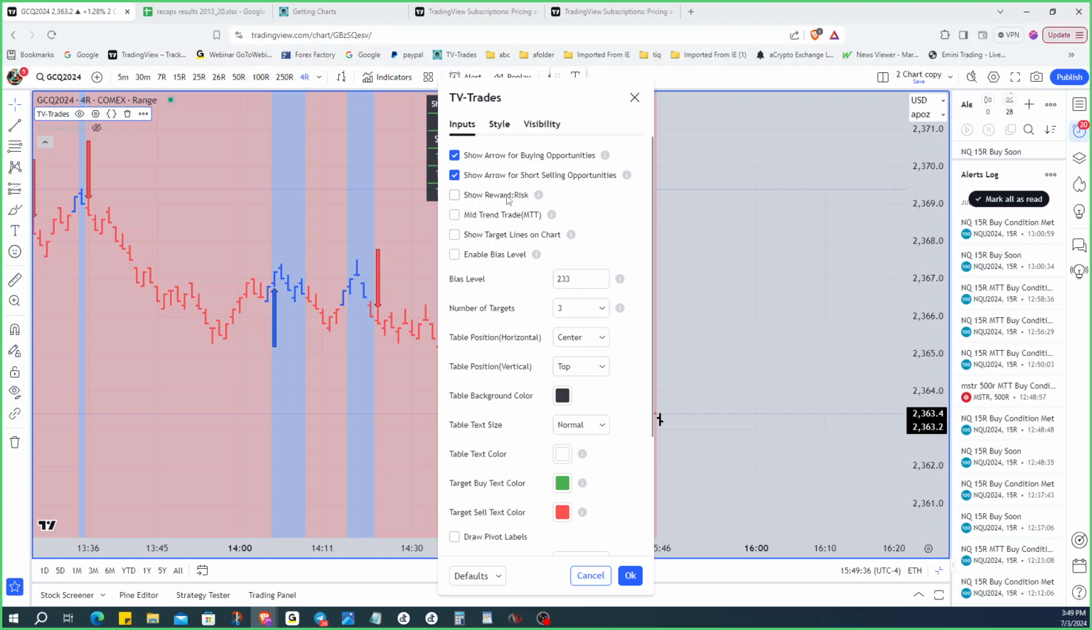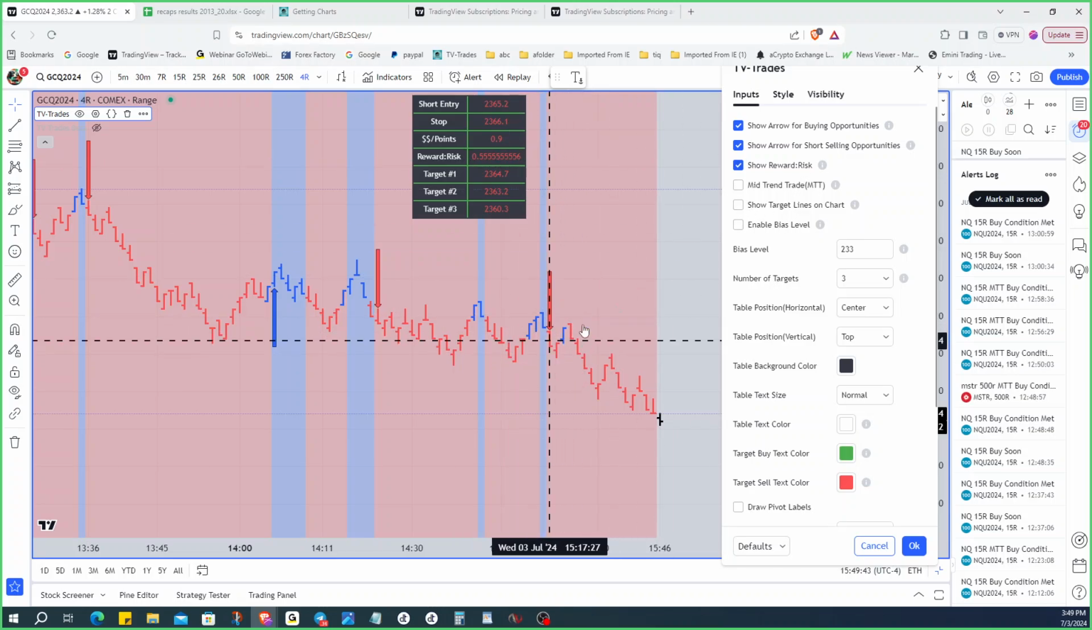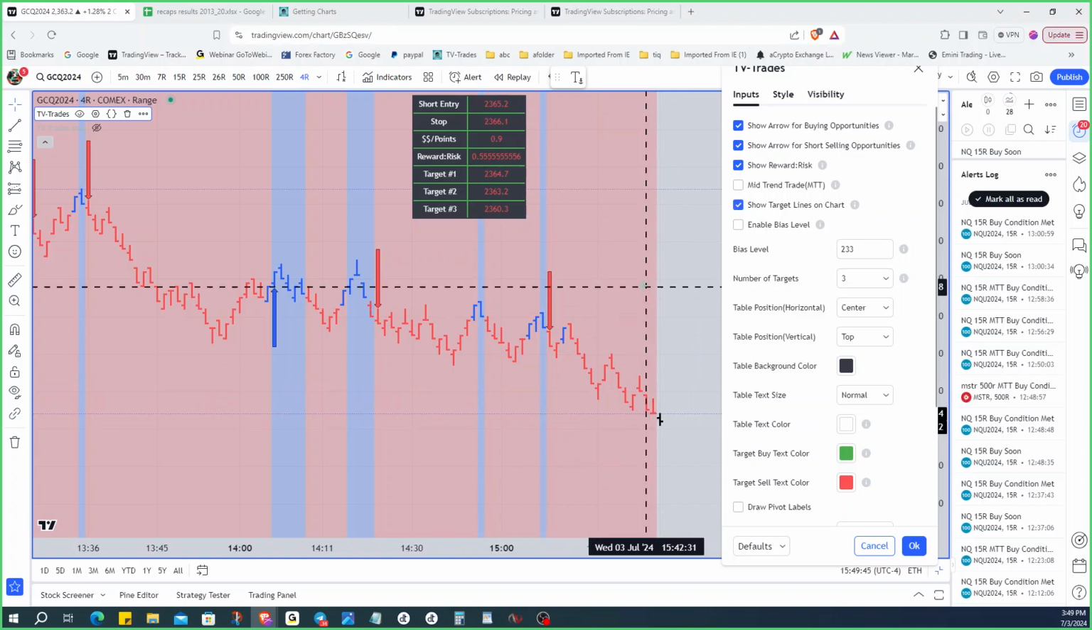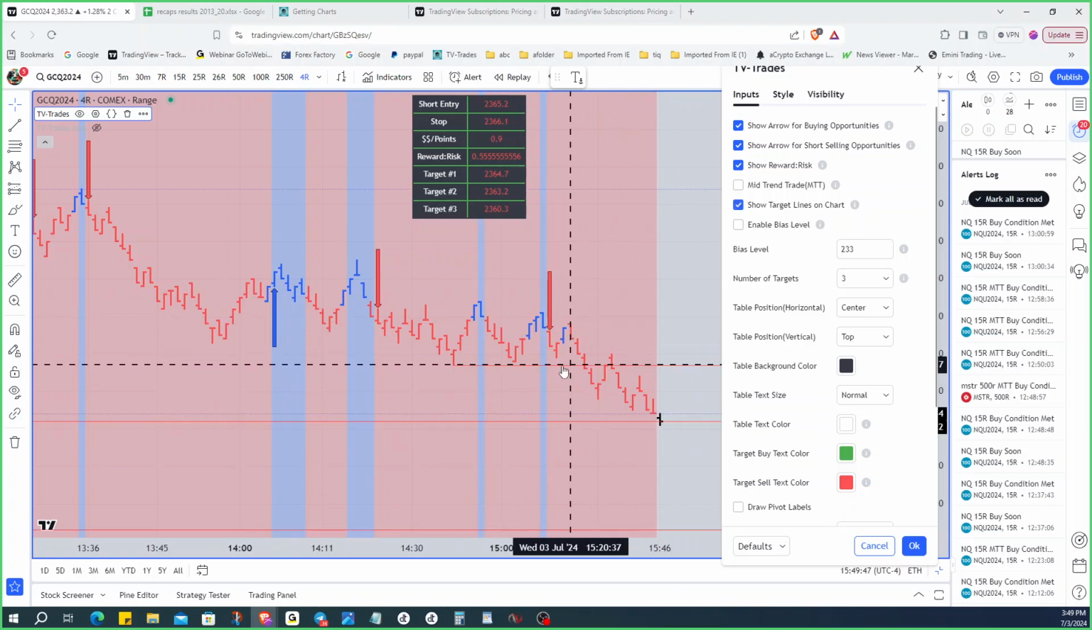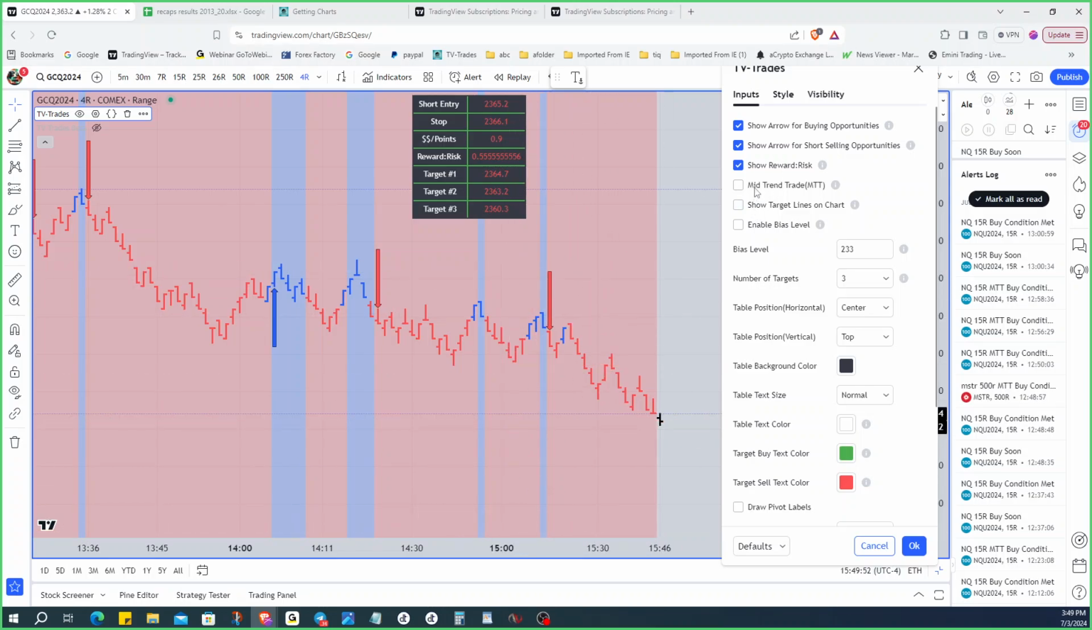You can add to that. You can show the risk reward in there if you want to. It's going to add the risk reward. I showed you what the calculation for that is. You can draw target lines on the chart if you want to. It just puts lines showing you where the targets are. There's target number 1, target number 2, target number 3, if you want to draw the lines on the chart.